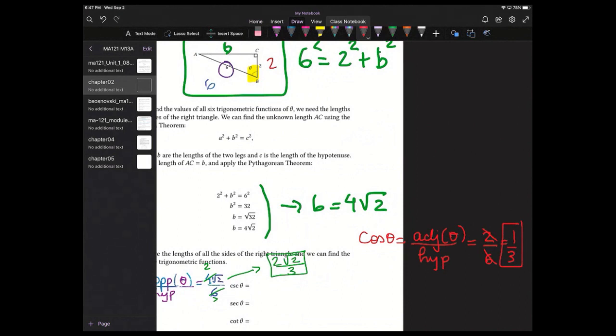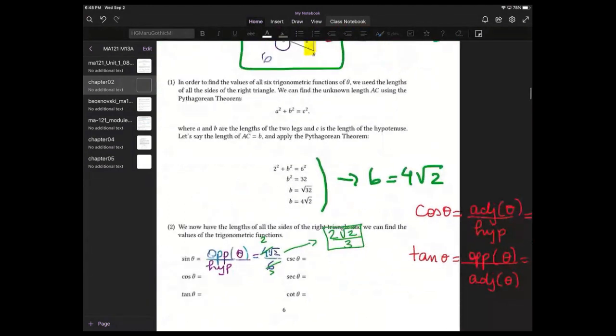Now, the next one in that list, which is not showing on the screen right now, is the tangent of the angle theta. Tangent is the opposite of the angle divided by the adjacent of the angle. We have that the opposite is the value of b, which is 4 square root of 2, over the adjacent, which has a measure of 2. So I get that the value is 2 square root of 2.